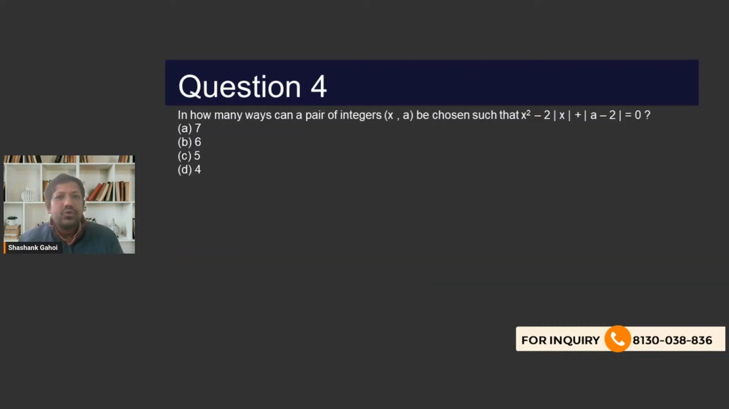Now, let's move on to this question. In how many ways can a pair of integers x comma a be chosen such that x square minus 2 mod x plus mod of a minus 2 is equal to 0? Okay. So I already know that x square can also be written as mod x whole square, right? So I'm going to write it as mod x whole square minus 2 mod x plus mod of a minus 2, and that's equal to 0. So basically this equation is in the format of mod x.